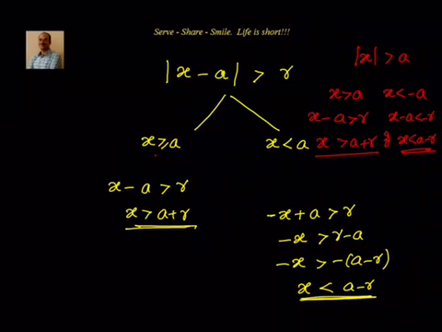So how will this one be? Let's write down x is less than a minus r, that means minus infinity to a minus r, union x greater than a plus r, so a plus r to again infinity. So this will be the solution set.